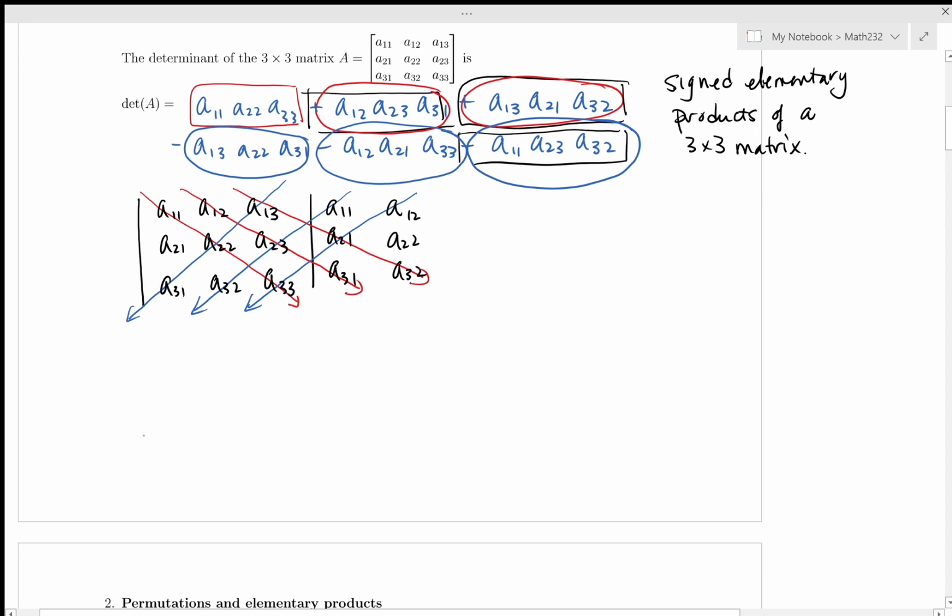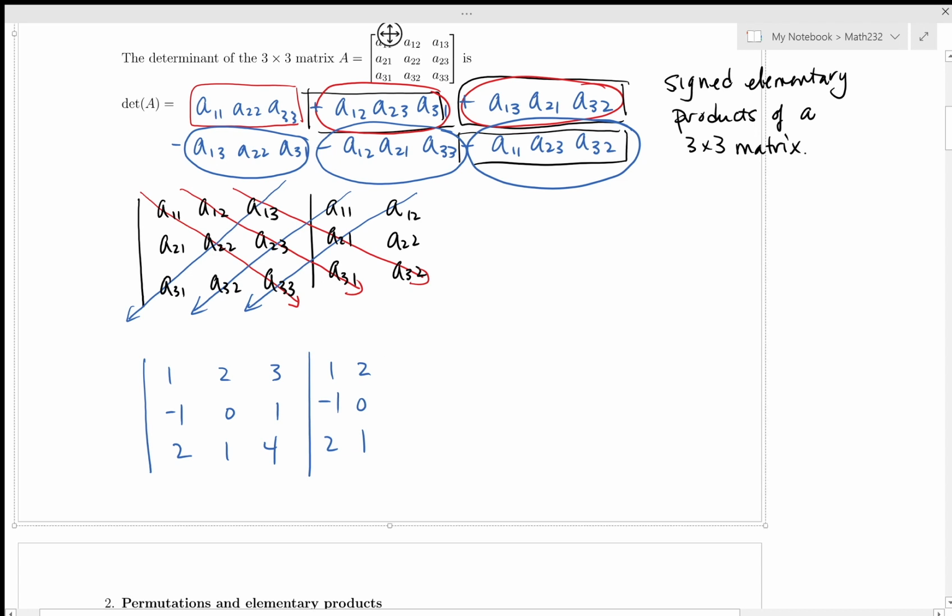So I decide I want to calculate the determinant of this matrix here. -1, 0, 1, 2, 1, 4. I duplicate the columns just on the outside here, 2, 0, 1, the first 2 columns, and then I am going to come through here taking the positive products. So that gets me 1 times 0 times 4, that is 0, plus 2 times 1 times 2, that is 4, plus 3 times -1 times -1, that is -3.